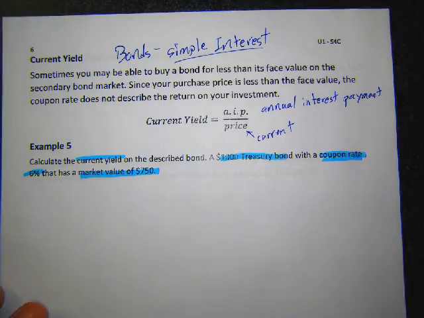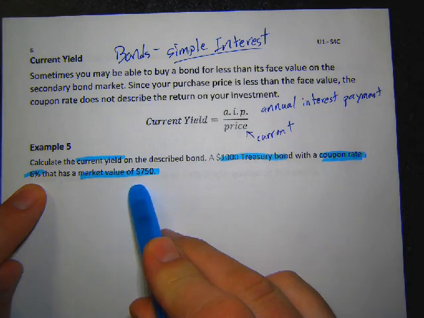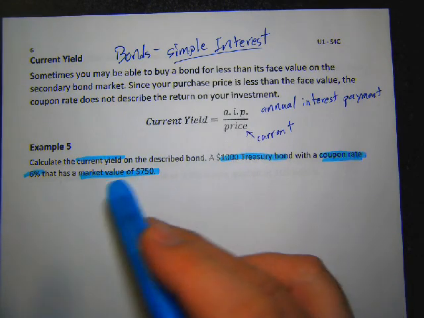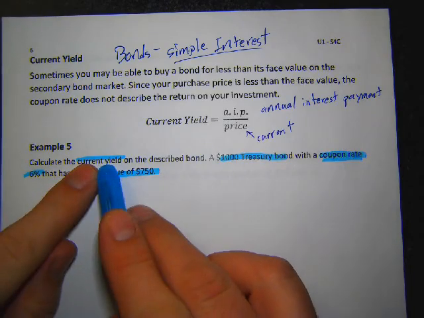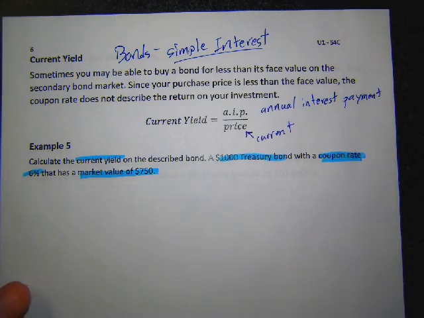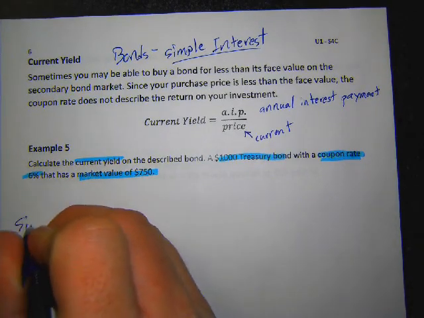We need to figure out its current interest rate, which is probably going to be a little bit higher than 6% because we got it at a discount, right? We are buying it for $750, which is less than the original $1,000 price. To figure out this current yield, first we need to figure out how much interest it is paying in a year. So we're going to go back and first figure out its interest. We're using simple interest.